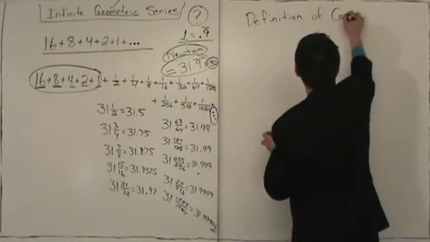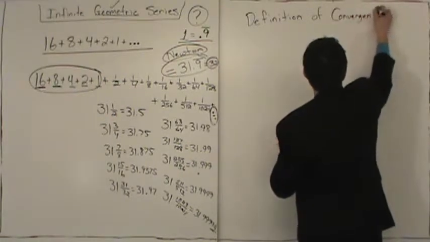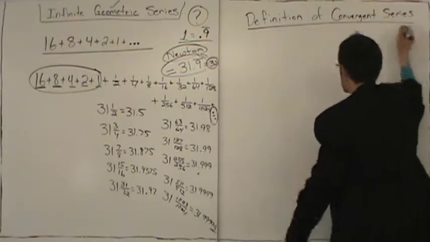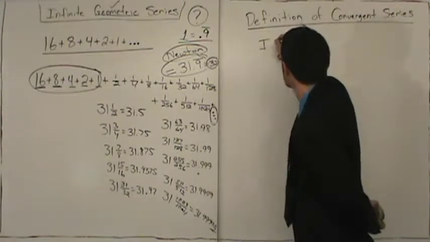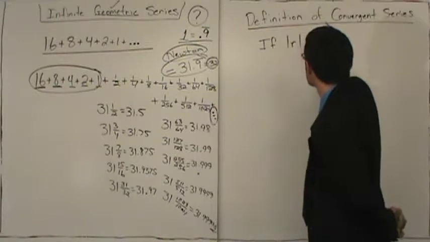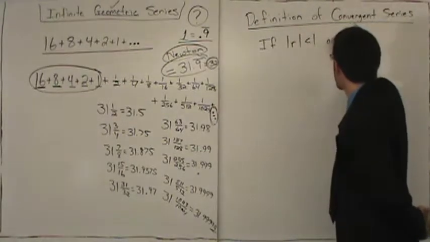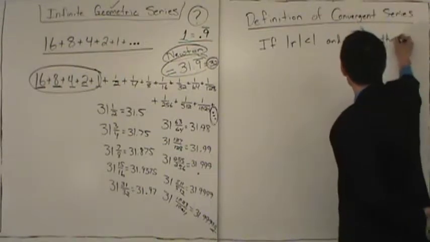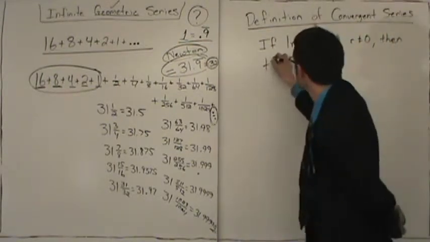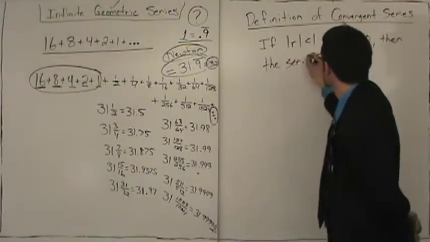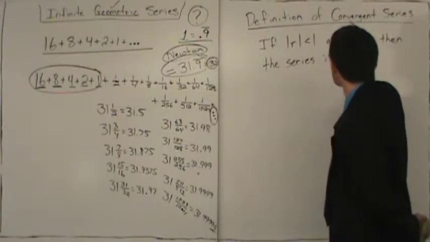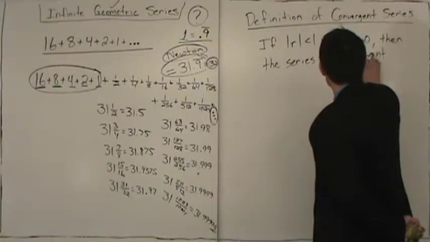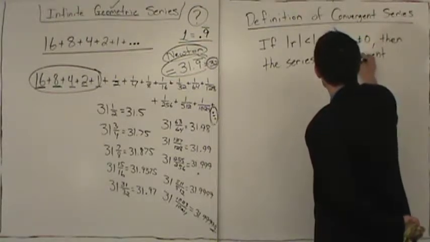Okay, so definition of convergent series. All right, now, definition of convergent series says that if the absolute value of r is less than 1 and r is not equal to 0, then the series is convergent. Convergent means getting very close to a value. The series is convergent.